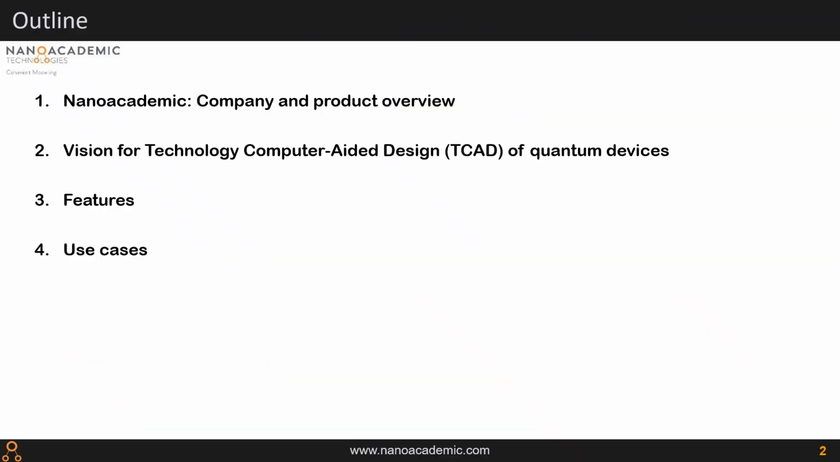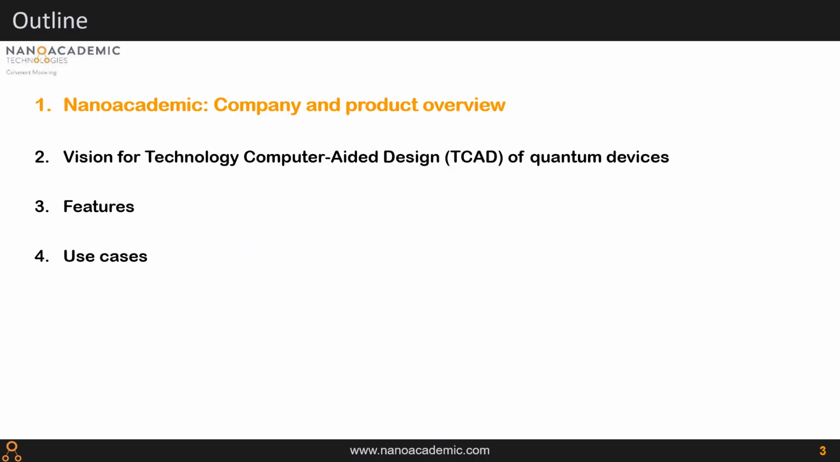In the first part of my presentation, I will introduce Nano Academic, our company and product overview. In the second part, I will introduce our vision for technology computer-aided design of quantum devices. In the third part, I will introduce the features that make QTCAD unique and the right tool for quantum hardware modeling. Finally, in the fourth part, I will introduce use cases that demonstrate the usefulness of QTCAD in real-life settings.